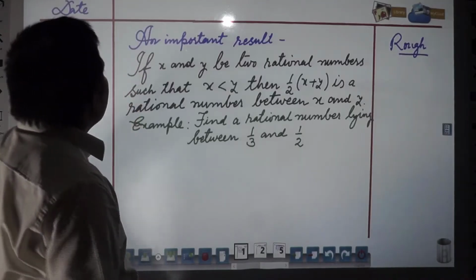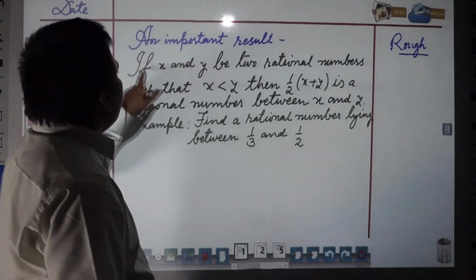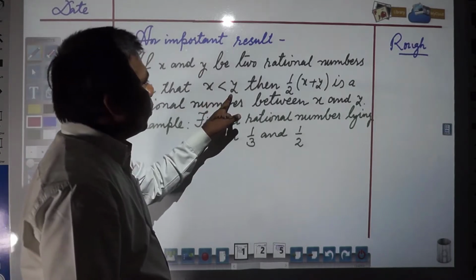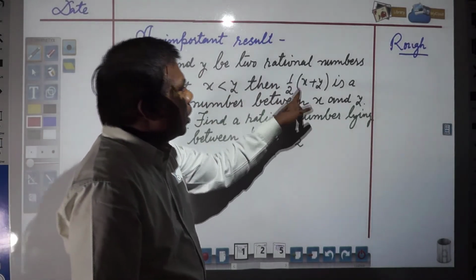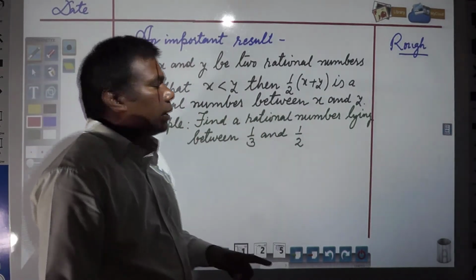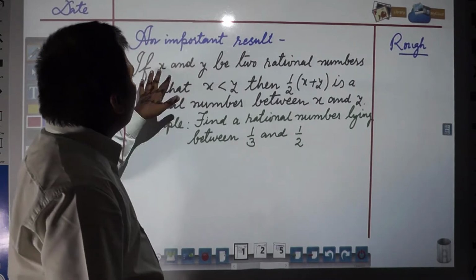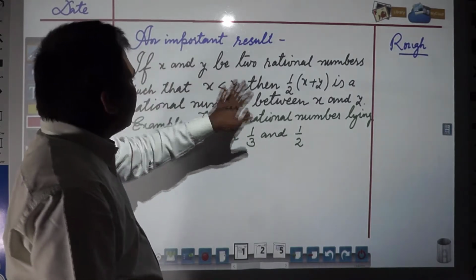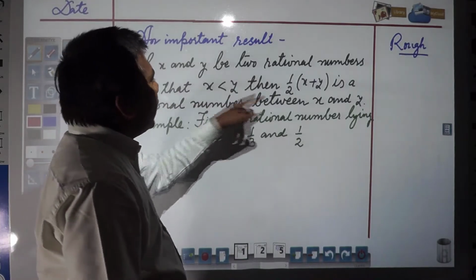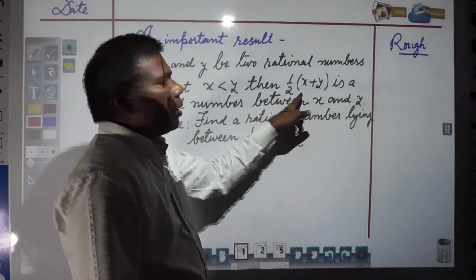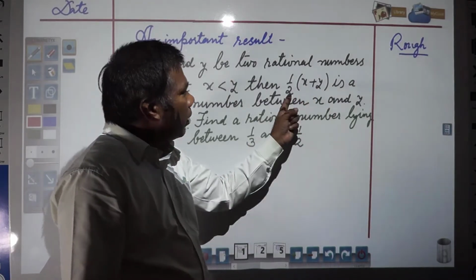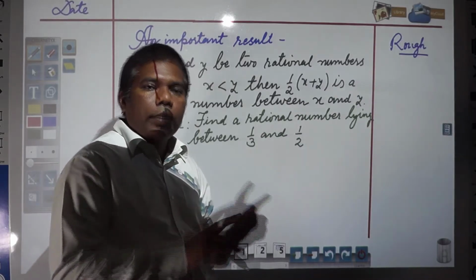Here you see one result. If x and y are two rational numbers such that x is lesser than y, then 1 by 2 (x plus y) is a rational number between x and y. Suppose two rational numbers have been given and x is lesser than y, and you need to find a rational number in between, what we need to do is just add both the numbers and divide by 2. You will get the number in between.